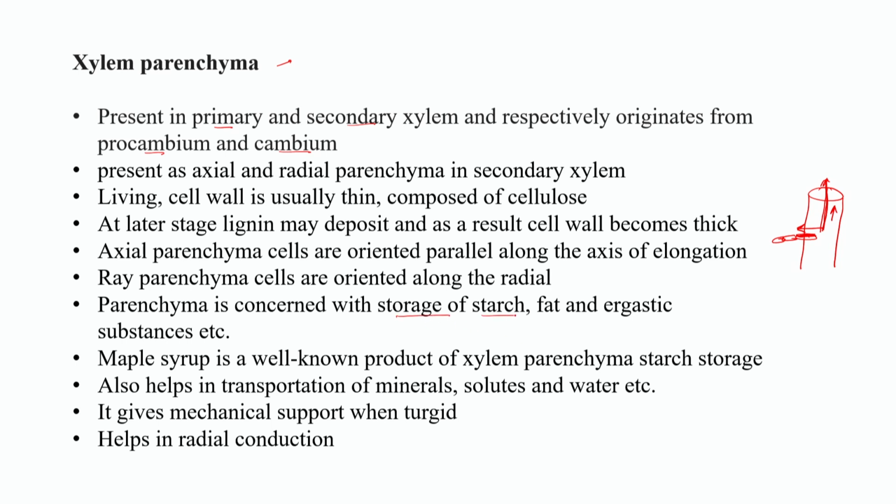They actually store starch, fat and many other substances. Maple syrup is a well-known product of xylem parenchyma. It also helps definitely through radial conduction. It helps in transport and sometimes provides mechanical support through turgidity.